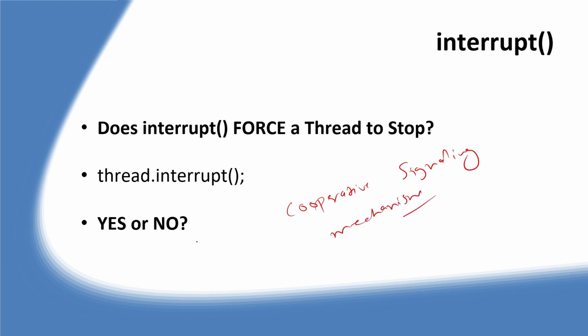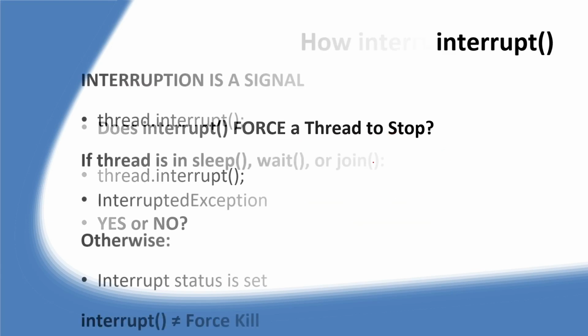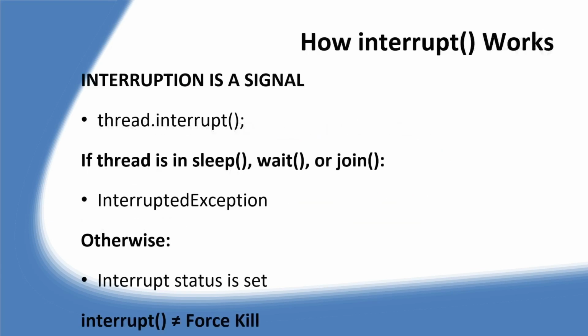Okay. We should not think that we call interrupt to stop a thread forcefully. So let's understand what cooperative signaling mechanism means. When we call interrupt, we are essentially sending an interruption request to the thread. If the thread is blocked in certain interruptible methods, say we call interrupt on a particular thread and it is in sleep, wait, or join state, it can receive an InterruptedException.